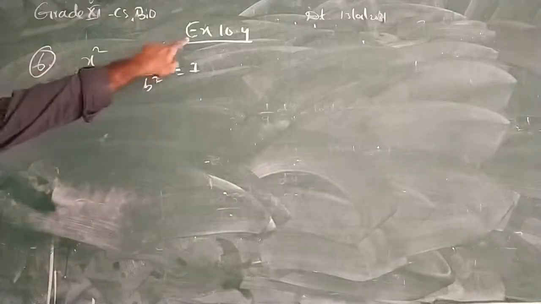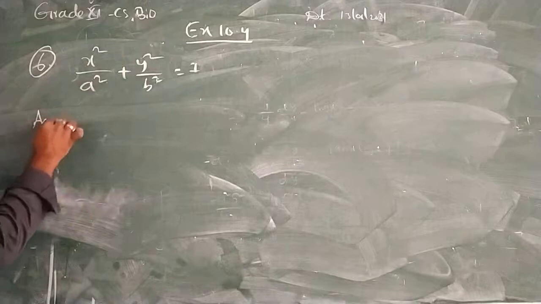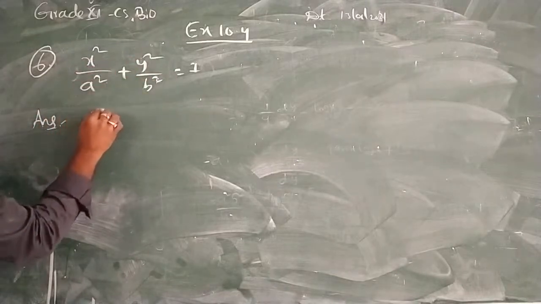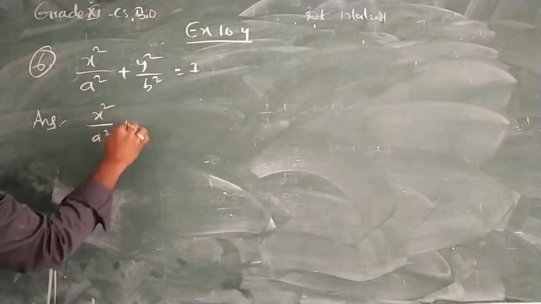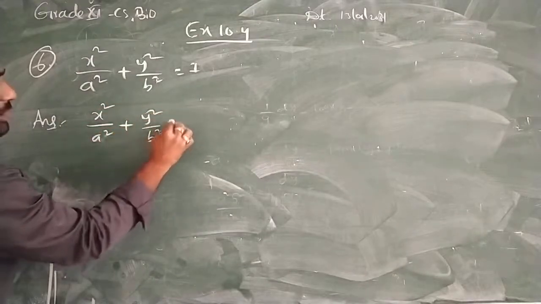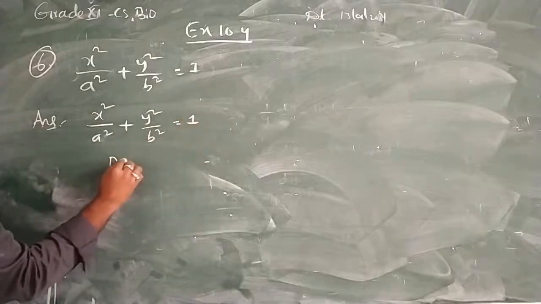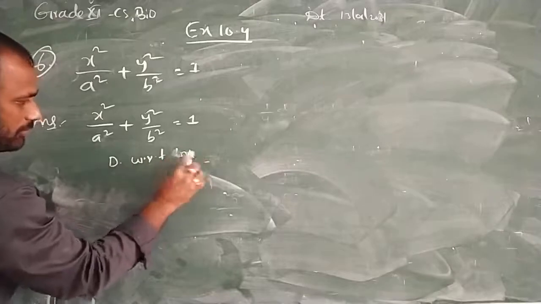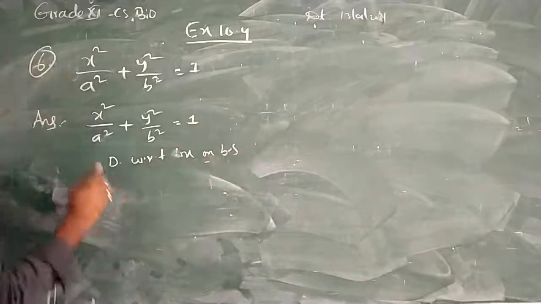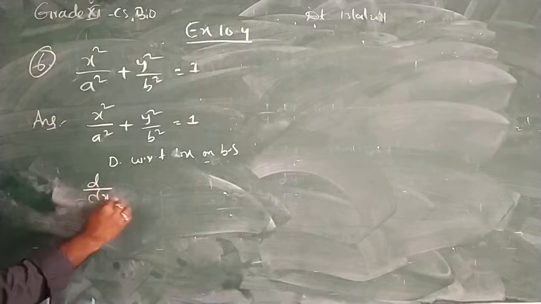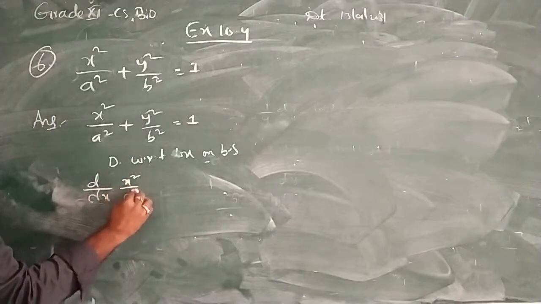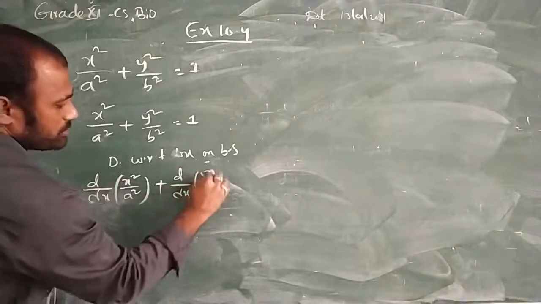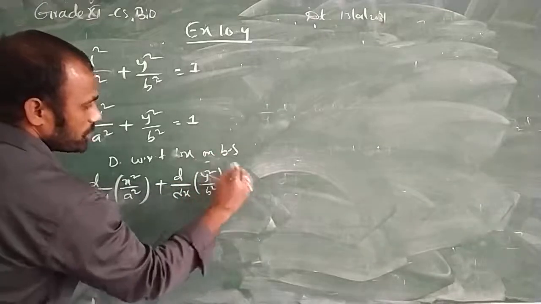Let us see exercise 10.4, sixth question answer. It is given a circular equation: x square by a square plus y square by b square equals 1. So differentiate with respect to x on both sides. So derivative d by dx of x square by a square plus d by dx of y square by b square is equal to the derivative of the constant, 0.